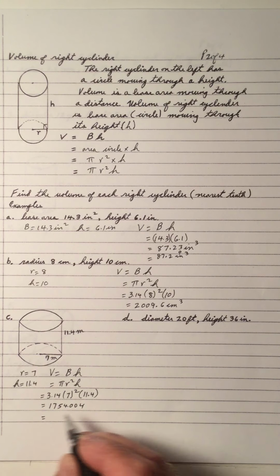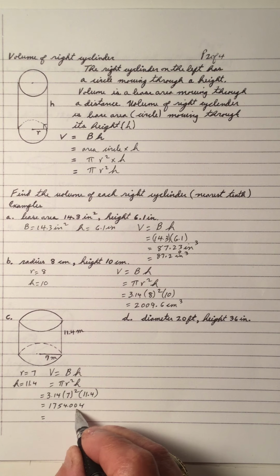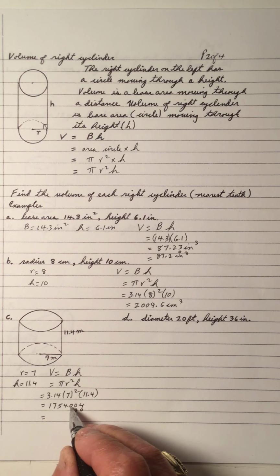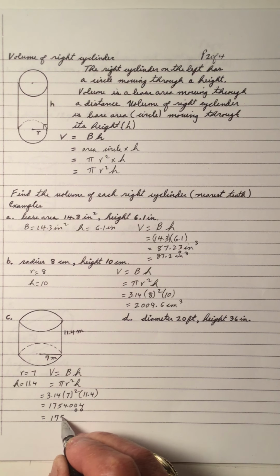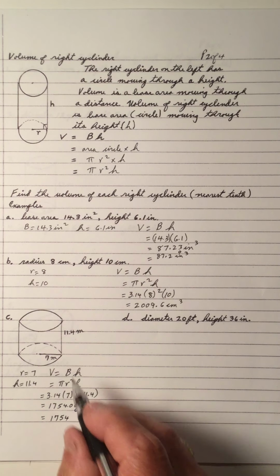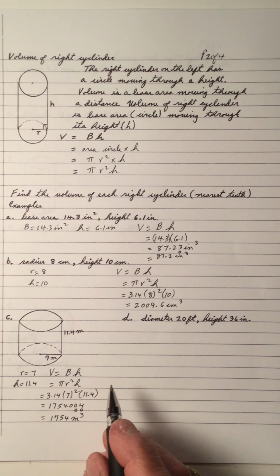When you multiply that out with a calculator, you get 1754.004. We had to round it to the nearest tenth, so the 0 is in the tenth place, and all digits to the right of that place value become zeros. This number is less than 5, so we do not change the 0. So it's 1754.0, and it's in meters. So the volume is cubic meters.